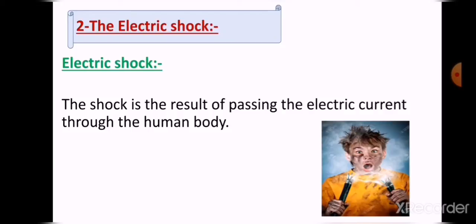Now we are talking about the electric shock. What does it mean by electric shock? It means the shock that results from passing of electric current through the human body. If the electric current passes through your body, from one part of your body and comes out from the other part, electric shock may happen.